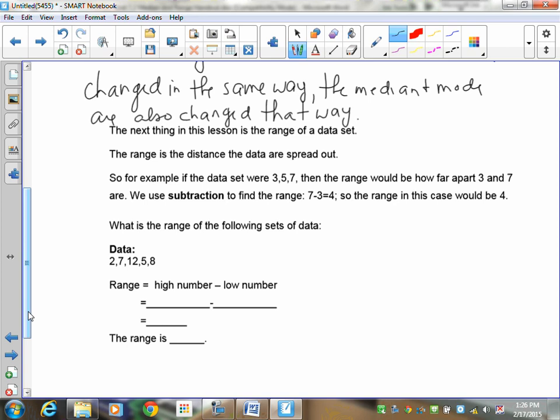The range is right here. It's the distance that you spread out things, the numbers are spread out. So it's how far apart things are. So for example, if the data set was 3, 5, and 7, the range would be how far apart 3 and 7 are. So in that case, we have to use subtraction to find out how far apart they are on the number line. So 7 take away 3 means that there's 4, and that would be the range. So if I had a number line, and here's my 7, 6, 5, 4, and 3, I want to know what is the difference, the distance from here to there.